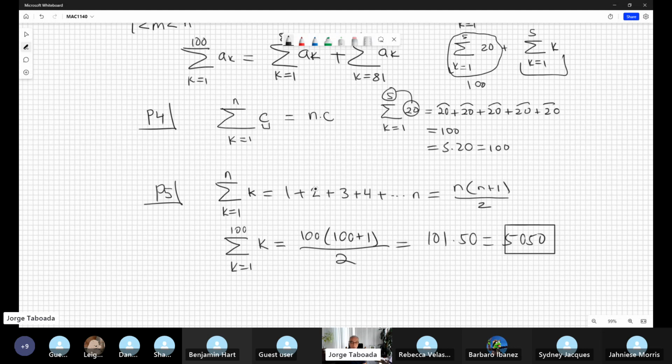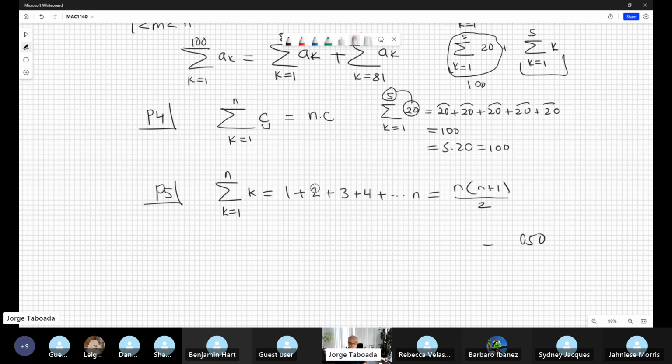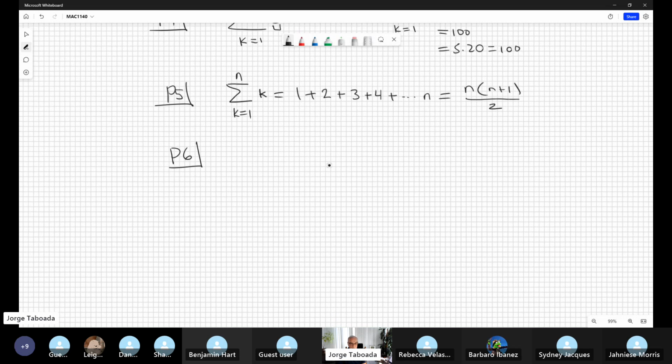Summation notation. Amazing. Property number 5. And the proof of this formula is not complicated, but it's a topic for the next lecture. Property number 6 and property number 7. That's it. And we are ready to start the examples.